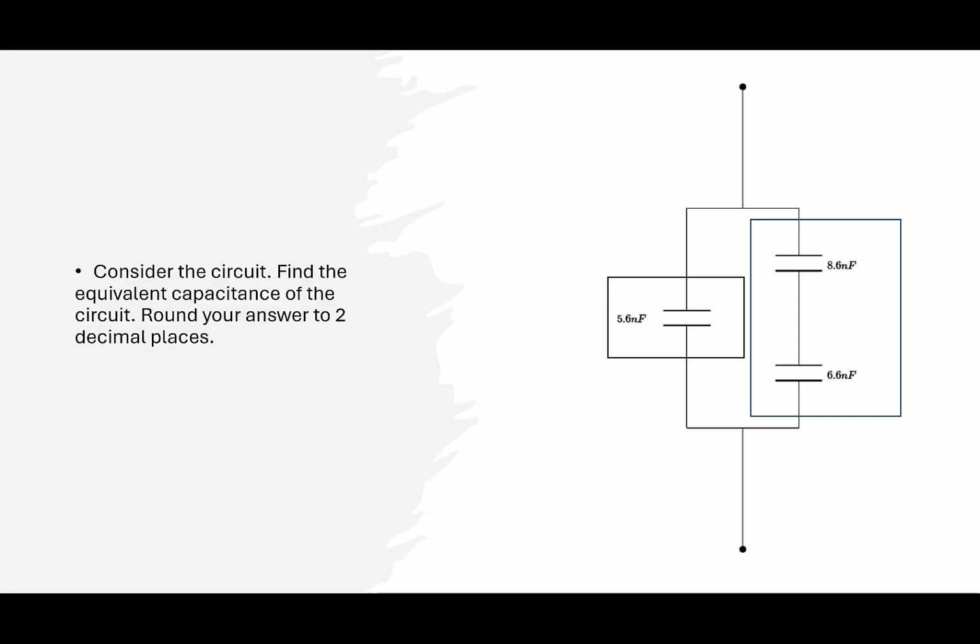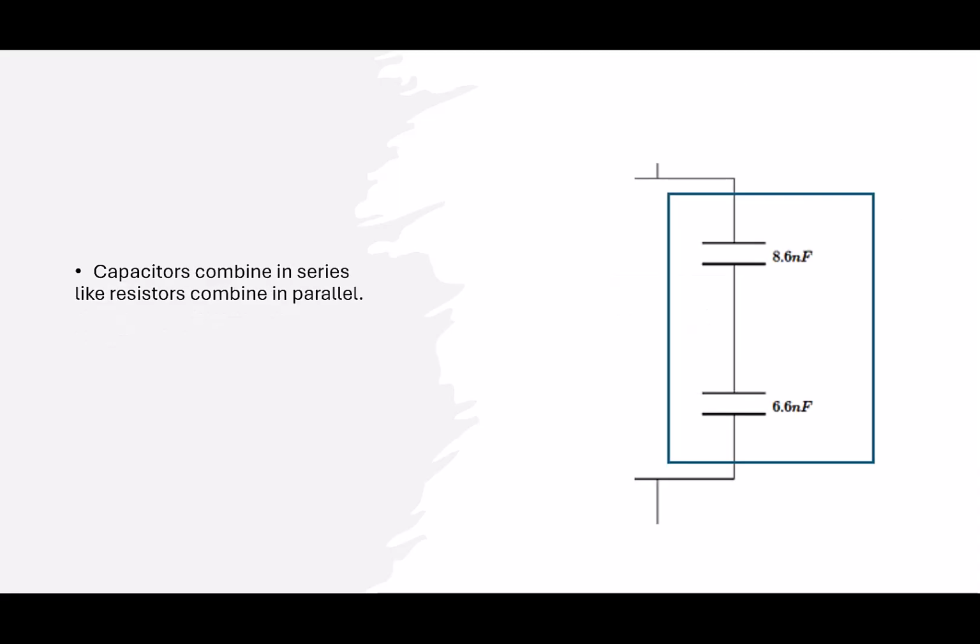Let's take a closer look at the capacitors in series. Capacitors combine in series like resistors combine in parallel. We have 2 ways we can find their combined capacitance. We can find the equivalent capacitance by finding 1 over C equivalent is equal to 1 over C1 plus 1 over C2. That would be 1 over 8.6 plus 1 over 6.6.